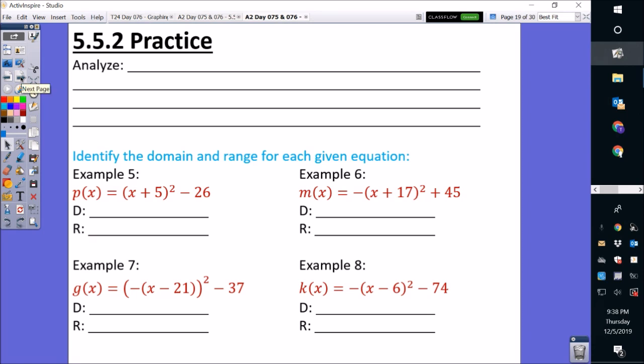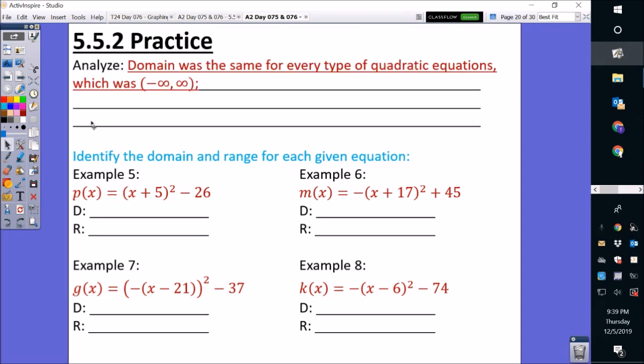All right. So for the analyze, let's sum up what we know about the domain and the range for each type of quadratic equation. First, we notice that the domain was the same for every type of quadratic equation. If it was reflected across the y-axis, reflected across the x-axis, or there was no reflection whatsoever, the domain was always the same, meaning it starts with open parenthesis, negative infinity, comma, infinity or positive infinity, and then close parenthesis.